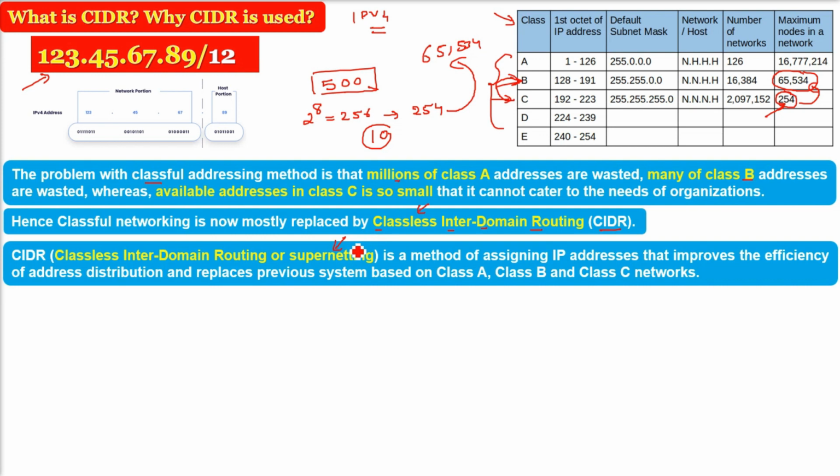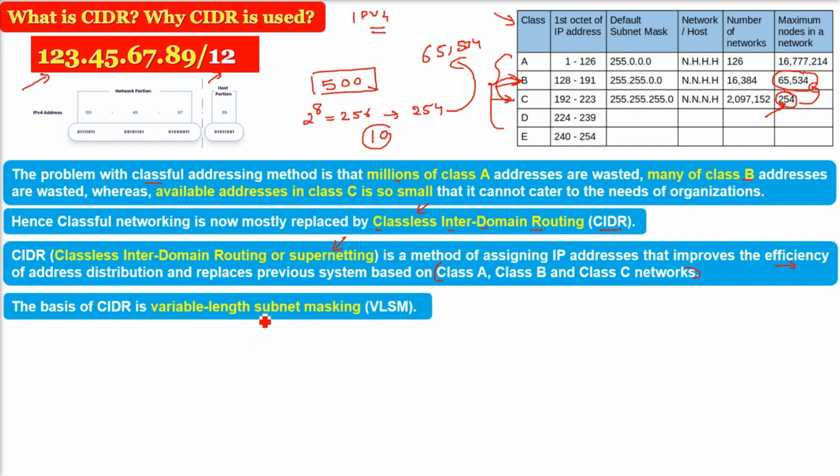This is CIDR. It is a method of assigning IP addresses that improves the efficiency of address distribution, which we just saw in the example. It also replaces the previous system, which was based on different classes, where the class is fixed. So this /12 will give you the network address.